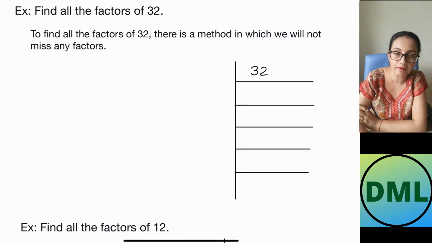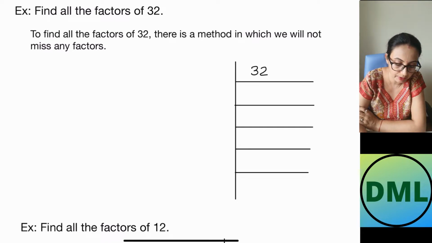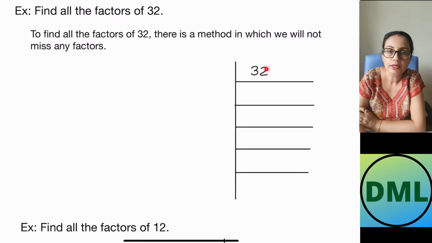I need to divide 32 by which number? As you can see from here, it ends with 2. 2 is an even number. So the smallest even number is 2. So we have to divide this number by 2.